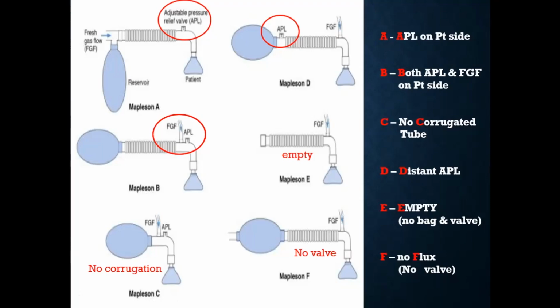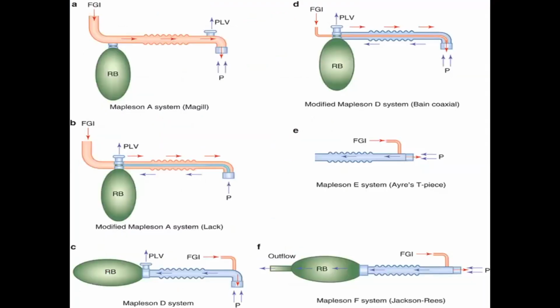This is very important. This will come out in MCQ. Very famous. Mapleson system is very famous and it will come out in MCQ. So you have to know this by heart. Okay, no one is asking me to repeat, so I'll move on. So this is just the repetition.